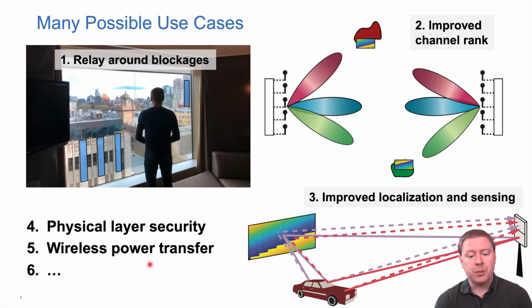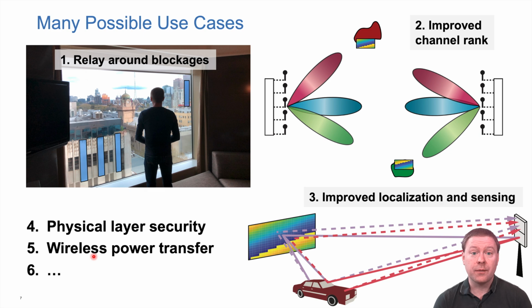There are many other options. One can use it for physical layer security, so you make sure that the signals are confined in places where the desired users are, and they are not reflected to any large extent to places where eavesdroppers might be, and in that way you can protect your systems from eavesdropping.